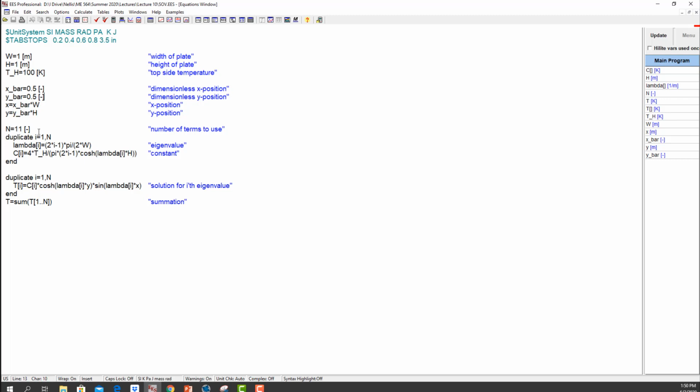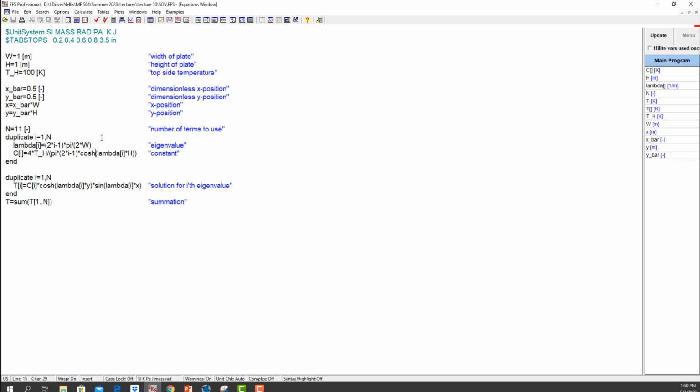So here I'm going to use 11 terms. I calculate for every one of these terms the eigenvalue, right? And I calculate the constant using those equations we just came up with. And then I calculate the terms, right? So this is T sub I is each of the terms, and then just sum them together, and I get my temperature solution, right? So I can now make plots of the temperature distribution.